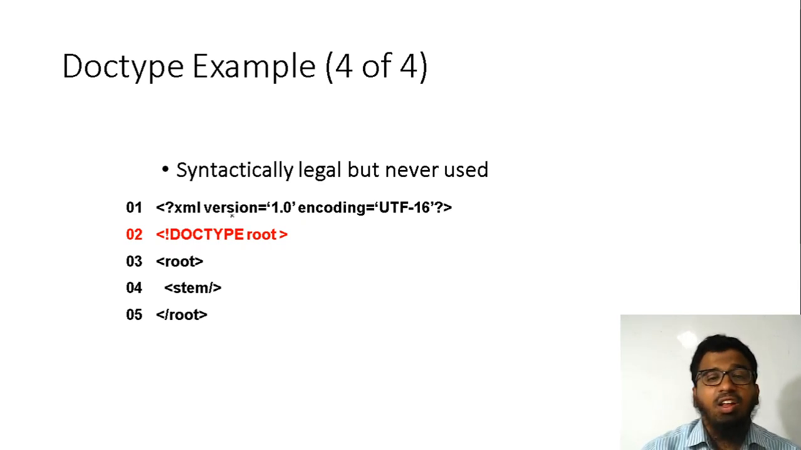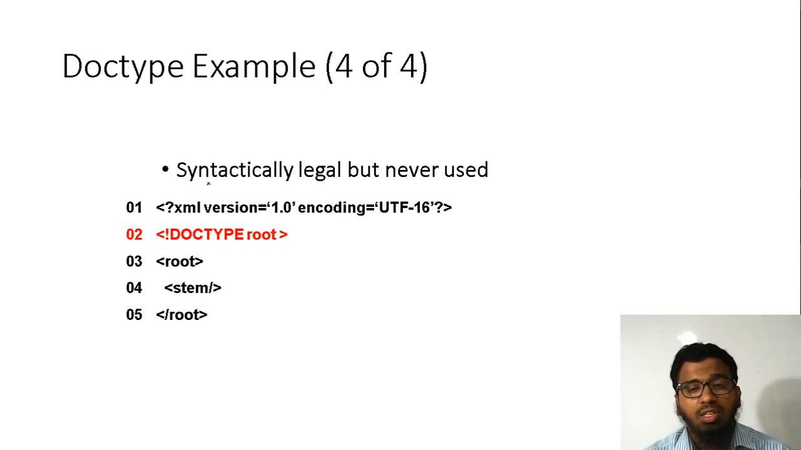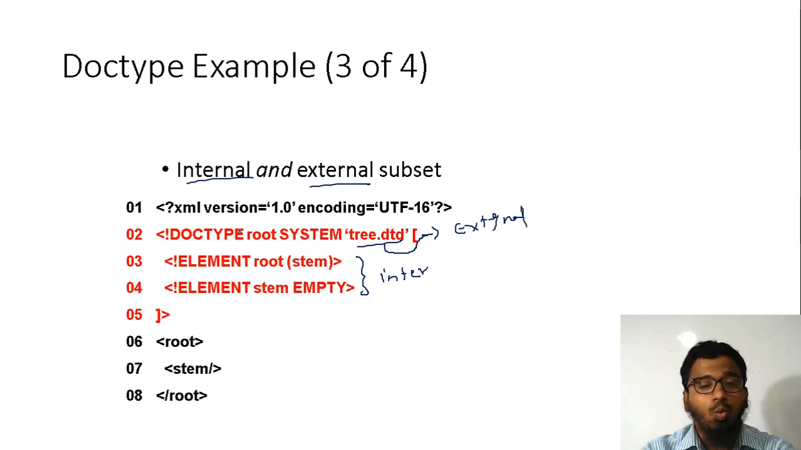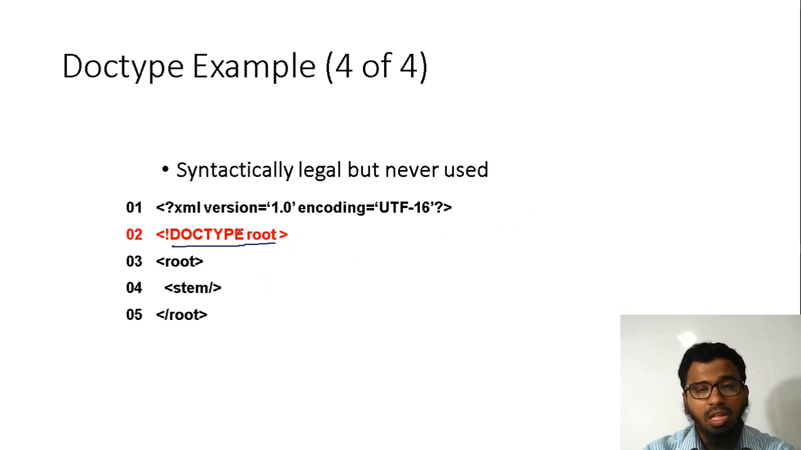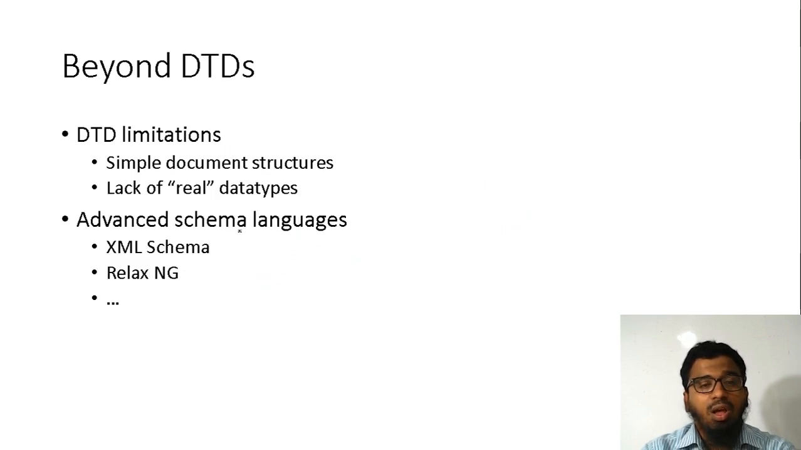Okay, and here syntactically legal but never used. This is also one type of method to use DOCTYPE root, but this will not be used much. Internal and external are the ones used most in DTD. Okay, this is about the document type examples.